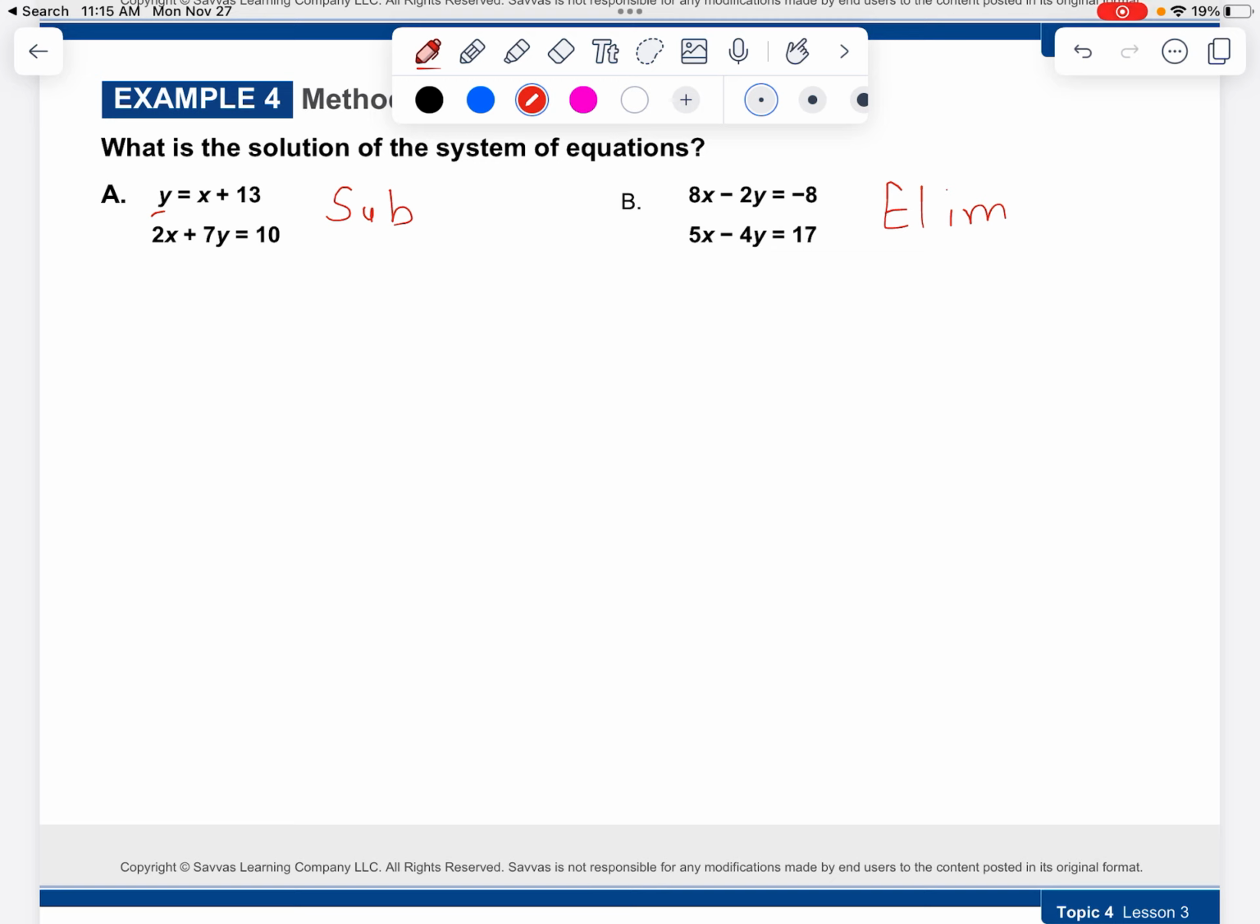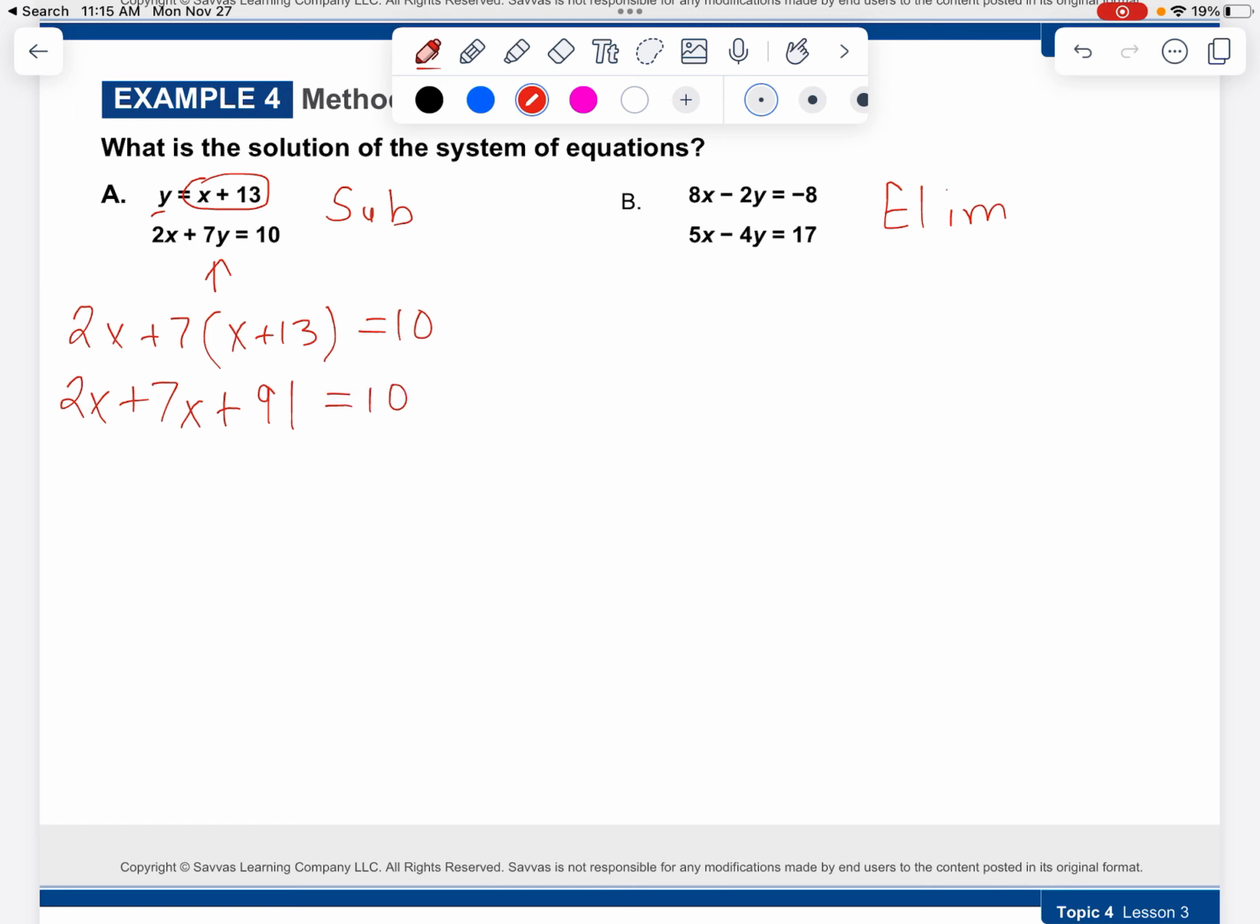To use substitution, if y is equal to x plus 13, you should be able to completely replace y with that expression and rewrite the equation as 2x plus 7(x plus 13) is equal to 10. We're then going to distribute. We end up with 7x plus 91 here. You're going to bring down your 2x, your equal sign, and 10.